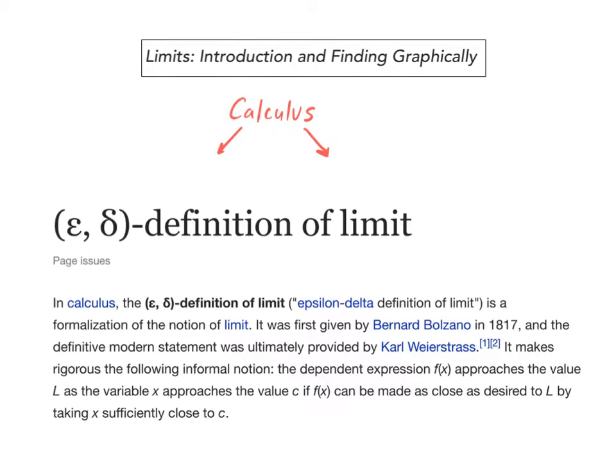As we start to really dig into our study of calculus, we have to always start with limits. Limits are the building blocks. All of calculus is based on limits. There are two branches of calculus: differential calculus and integral calculus. Those two ideas are what we'll spend most of our time on, but both of these are all based on limits.